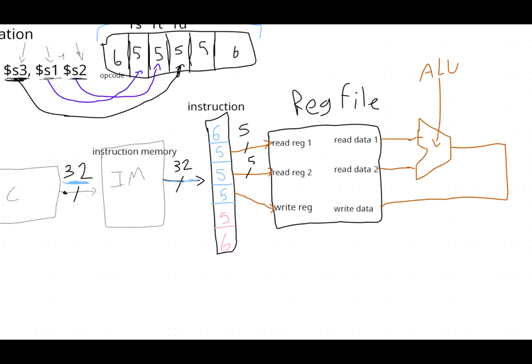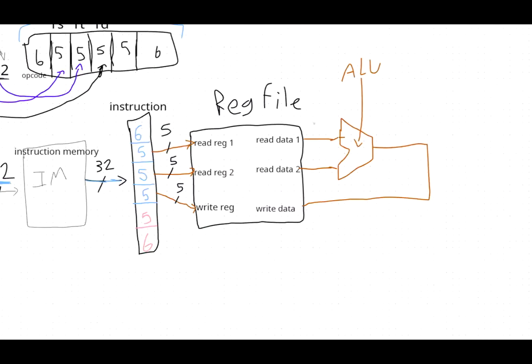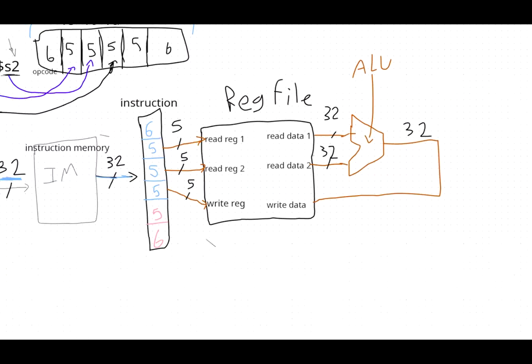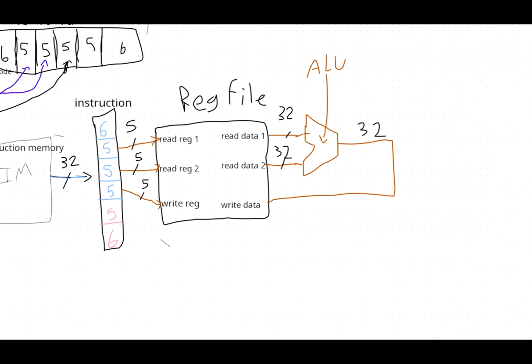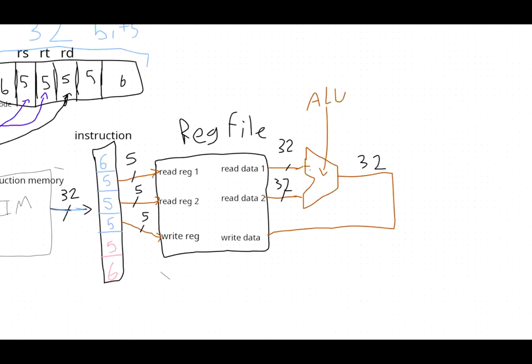This is five. And then coming out of here, however, these are 32. This is going to be 32. This is 32. And the output, the sum, is 32. And as a side note, when you have an ALU and you're adding two things together, they have to be the same size.